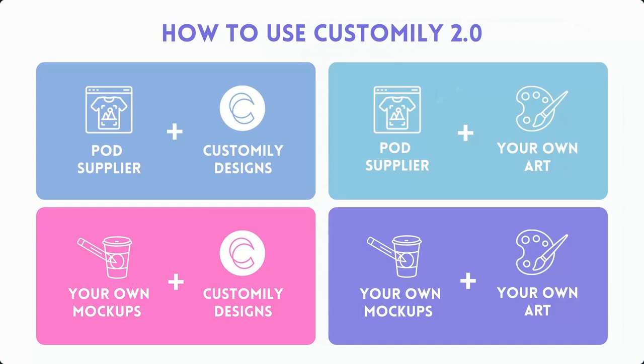On the other hand, if you have your own products and you're not interested in working with a print-on-demand provider, you can still use Customily. Imagine you're in your own workshop, for example, your own factory, and you have your specific settings. You can still use Customily 2.0 because you can create your own mockups. You populate your product-based library, and then you choose to add a design from the Customily library to them and create those products really fast. Or you can, of course, add your own designs, your own artworks to your own product mockups.